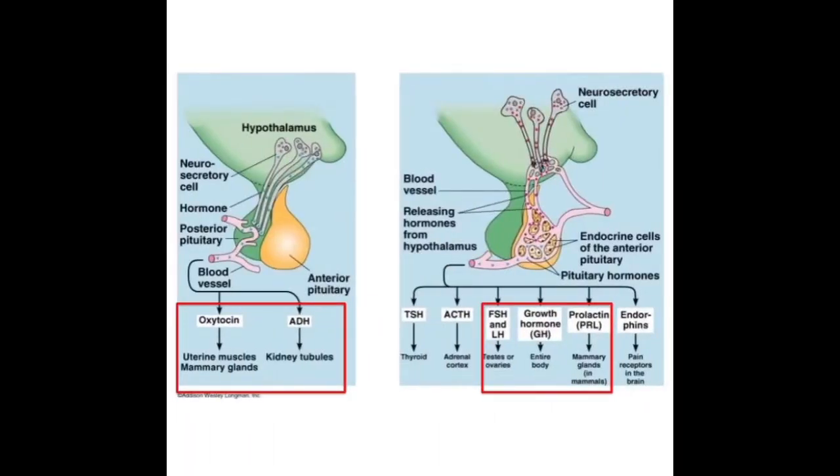So we know that the pituitary gland has both the anterior pituitary and the posterior pituitary. Today's lecture will focus on these hormones produced by both the anterior and the posterior pituitary.